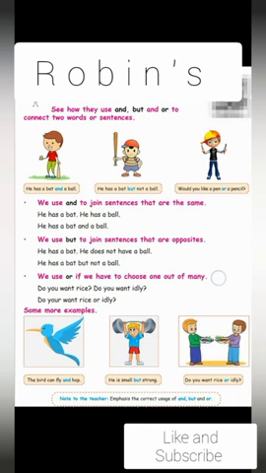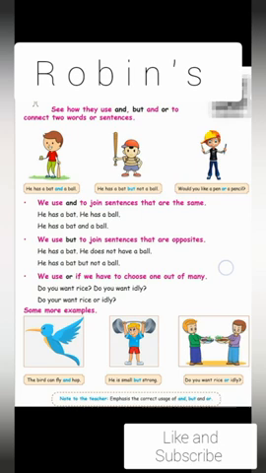We use and to join sentences that are the same. He has a bat. He has a ball. So the subject is one. We are referring to the same subject, same person. So and is used only for the same person, same subject. So we are dealing with the same subject, he, third person singular.